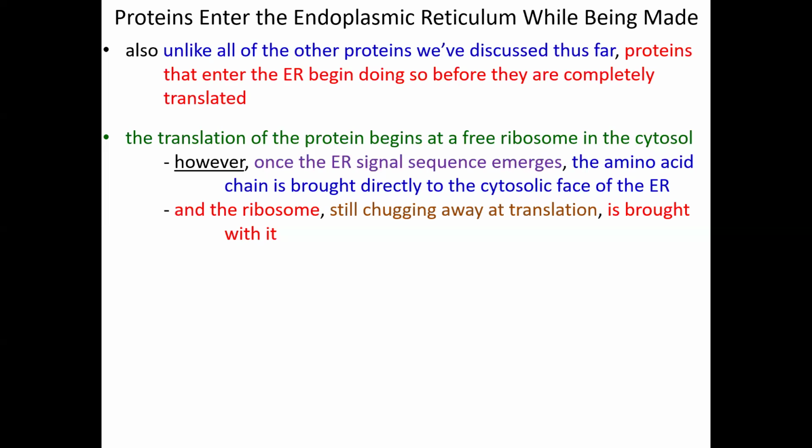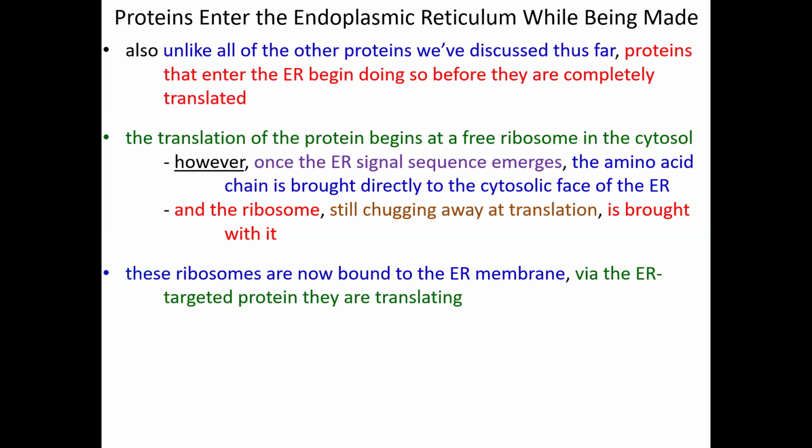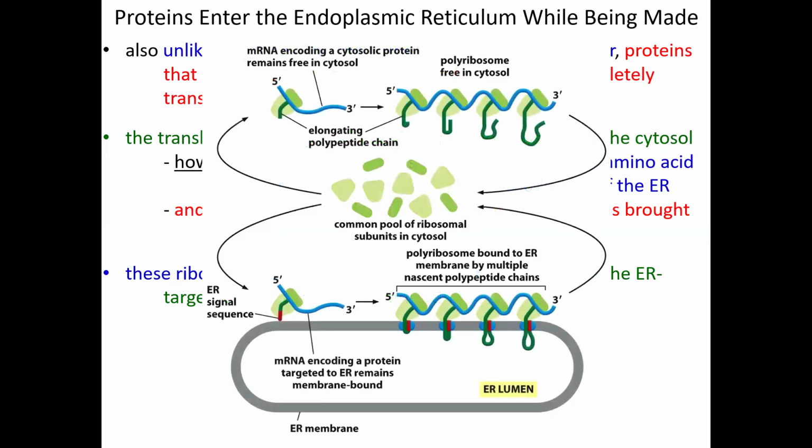The ribosome, still chugging away at translation, threads that protein right into the ER lumen. And since translation is occurring at the surface of the ER and the protein being made is being threaded into the ER, the protein that's in the process of being made is what's tethering the ribosome to the ER membrane, making that ER membrane appear rough. So the rough ER is rough because all of those studs of ribosomes that we see on the rough ER are ribosomes actively engaged in the translation of ER proteins. So let's see that in pictures.